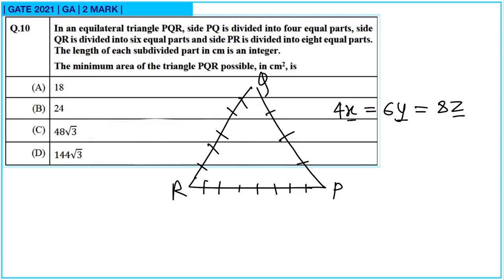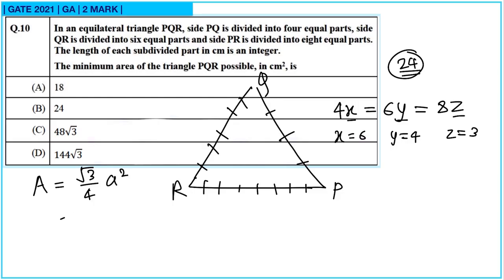Now for that we just have to find LCM of 4, 6 and 8. So that will be 24. LCM of 4, 6, 8. That means x will be 6 because 6 into 4 is 24. y will be 4 and z will be 3. So LCM is the length of this one side of this equilateral triangle. Now area of equilateral triangle is root 3 by 4 into a square. So that is root 3 by 4 into 24 square. And that will be equal to 144 into root 3. So here option D is correct.